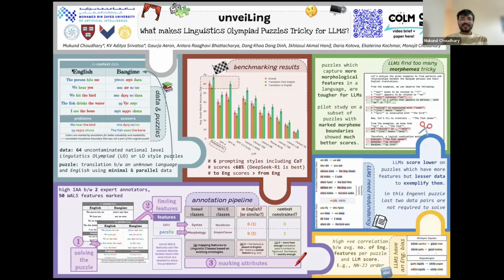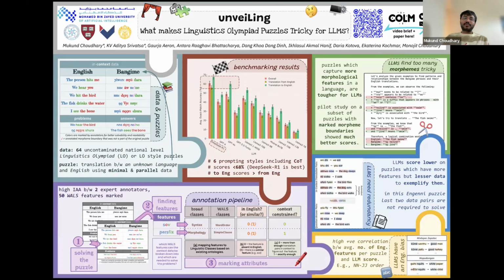So, my paper is titled Unveiling What Makes Linguistics Olympiad Puzzles Tricky for LLMs. We know from very recent work that there are three or four publications which try informatics Olympiads, mathematics Olympiads, and so on with LLMs, and LLMs generally perform well enough.